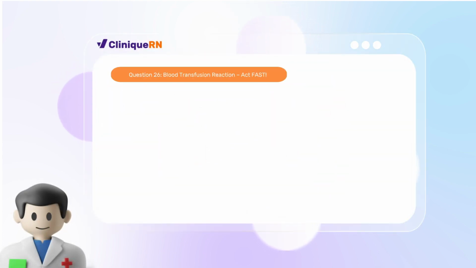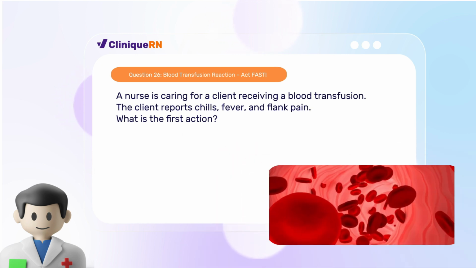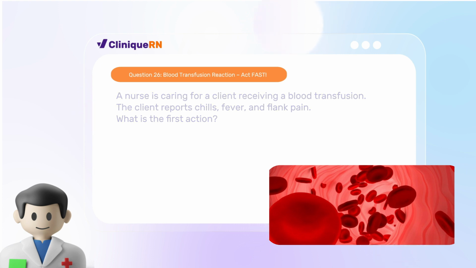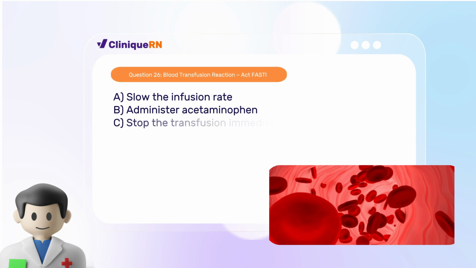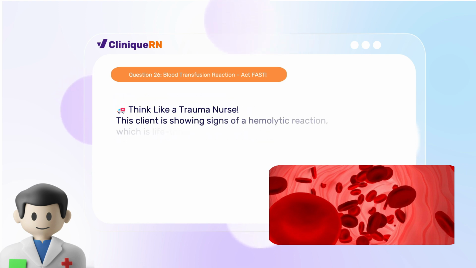Question 26. Blood transfusion reaction. Act fast. A nurse is caring for a client receiving a blood transfusion. The client reports chills, fever, and flank pain. What is the first action? A. Slow the infusion rate. B. Administer acetaminophen. C. Stop the transfusion immediately. D. Flush the IV with normal saline. Think like a trauma nurse.